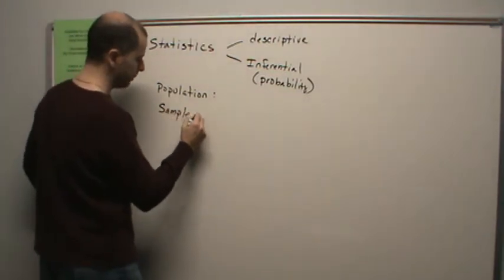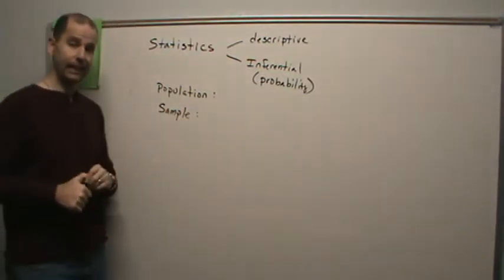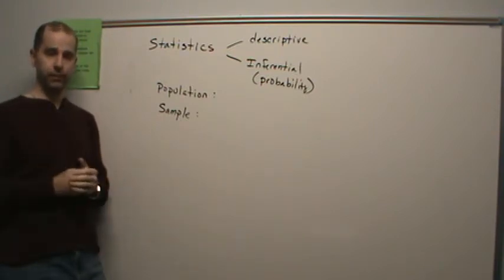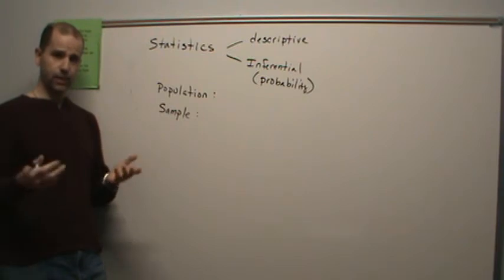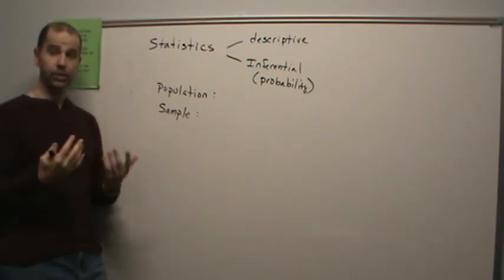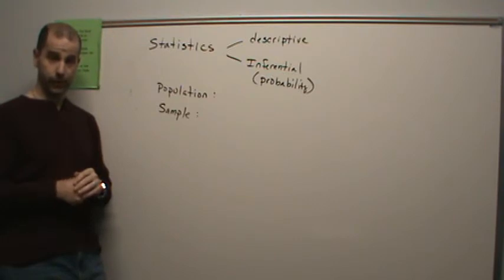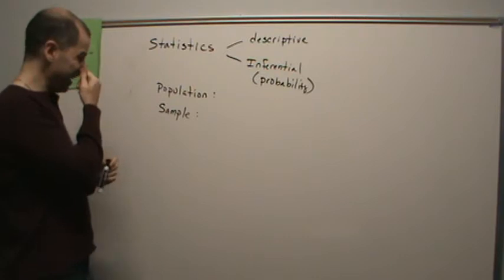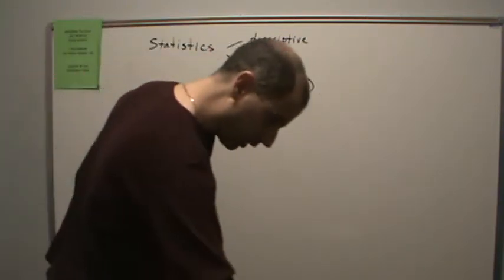A sample, very simple. It's a subset of a population. It's a finite subset of the population. So any subset of the population is a sample. That's really all there is to it. Now, let's see, what else do I have written down here?